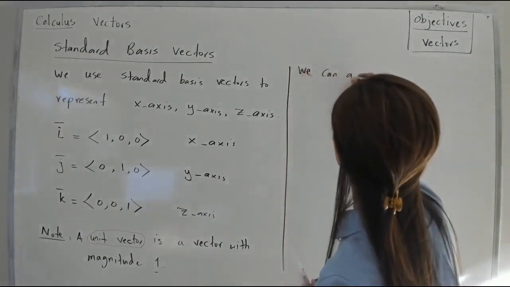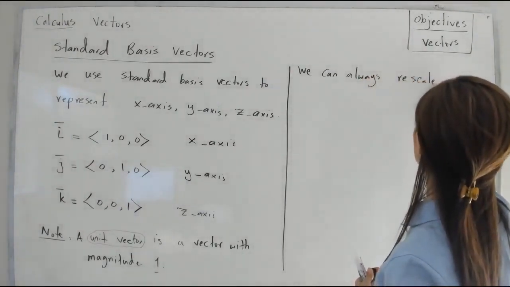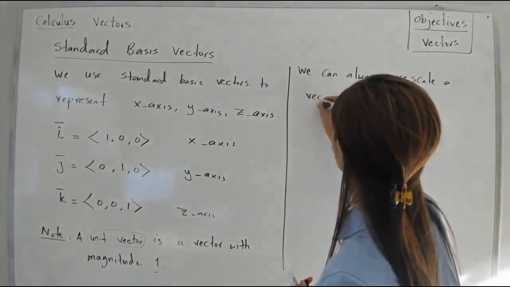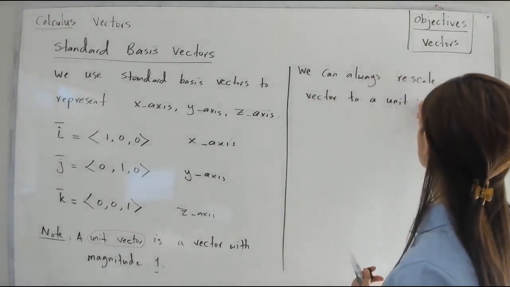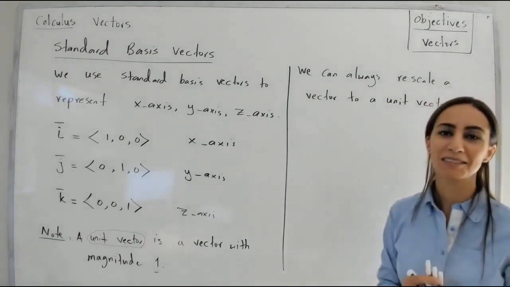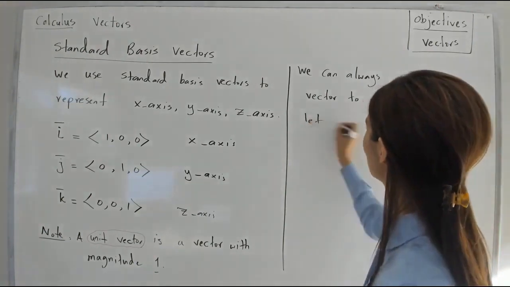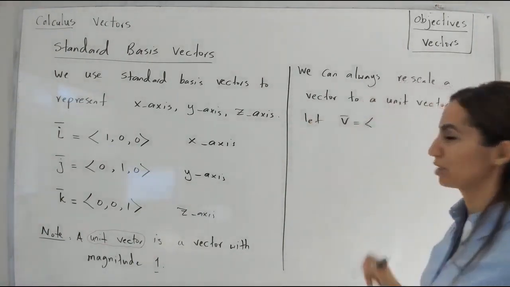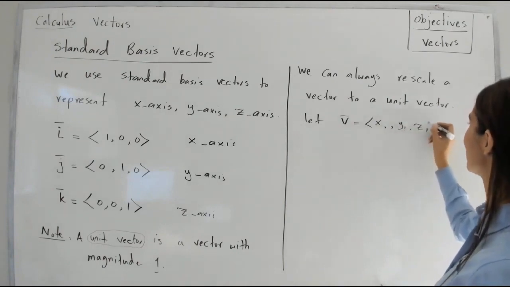We can always rescale a vector to a unit vector. How? Let us have a vector like vector v. Let v be a vector with components x1, y1, and z1.